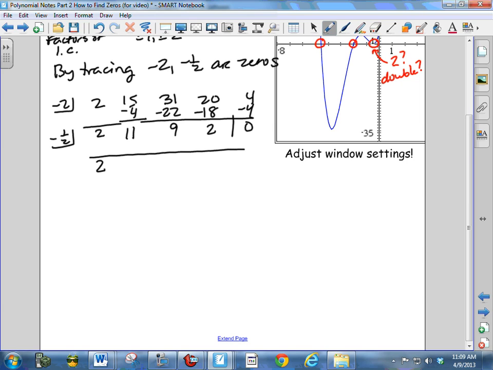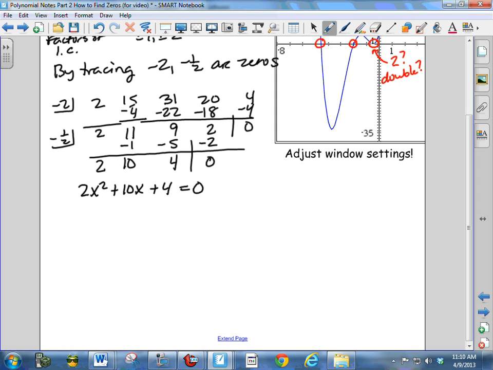This is 2. -1/2 times 2 is -1. Then I get 10. -1/2 times 10 is -5. When I add, I get 4. -1/2 times 4, -2. I get 0. So I have successfully divided this down to 2x squared plus 10x plus 4 equals 0.